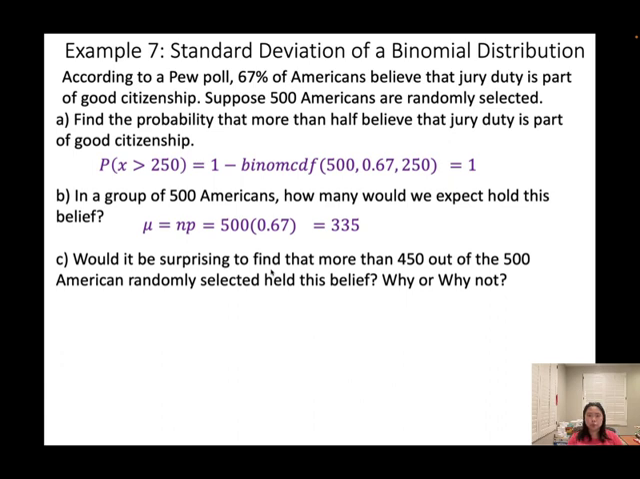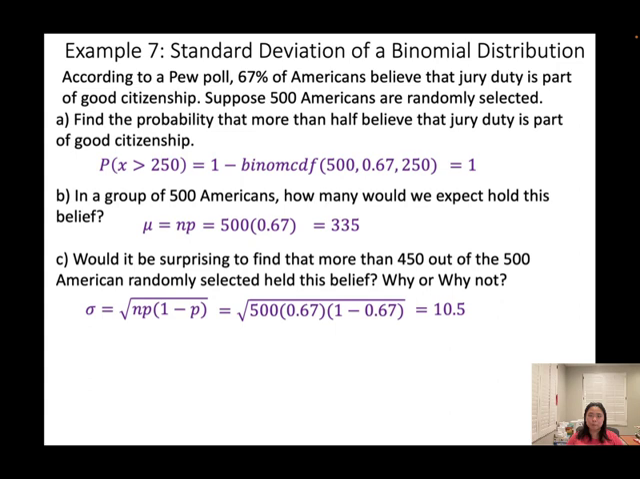Okay, C. Would it be surprising to find that more than 450 out of the 500 Americans randomly selected held this belief? Why or why not? So this is talking about usual or unusual values. They want to know if 450 is a usual or unusual number. So remember, either you use the z-score or you use the minimum usual or maximum usual. Remember the formula? The mean plus or minus 2 standard deviations. We already have the mean. So first, we want to find the standard deviation. Plug it in here. You should get 10.5.